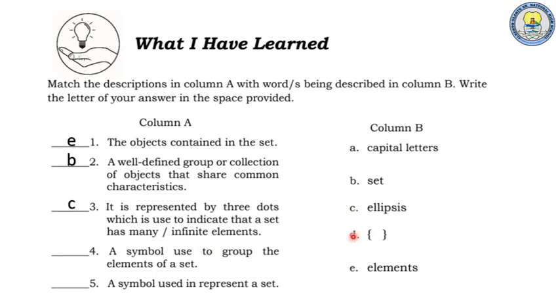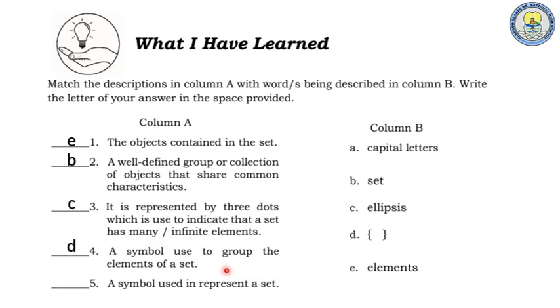Ellipsis, ito yung triple dot. Take note of that ha. Ellipsis, ito yung triple dot which means has many or infinite elements. Number 4. A symbol used to group the elements of a set. Ano ang symbol na ginamit natin para sa group ng mga elements? What is your answer?